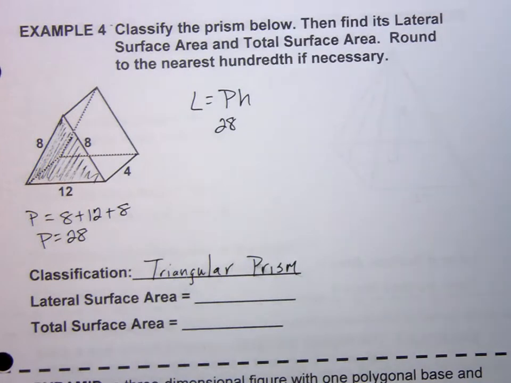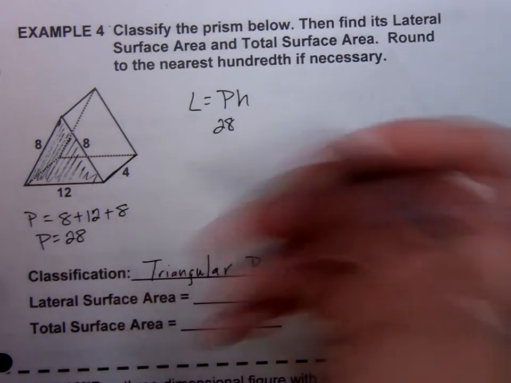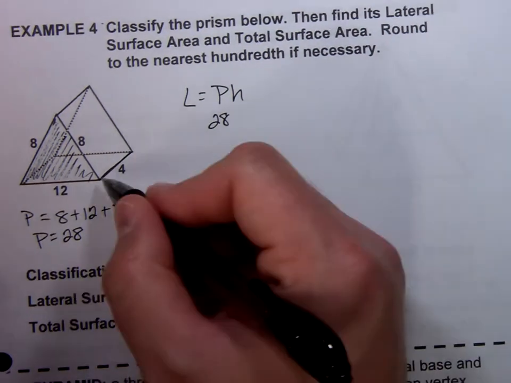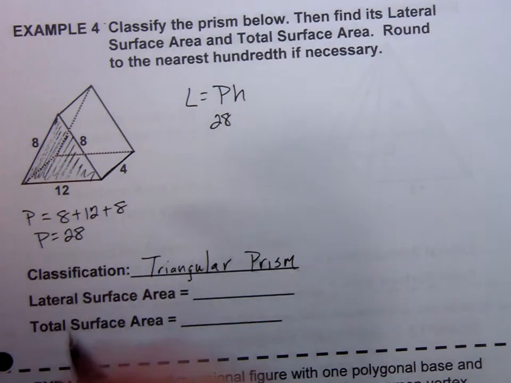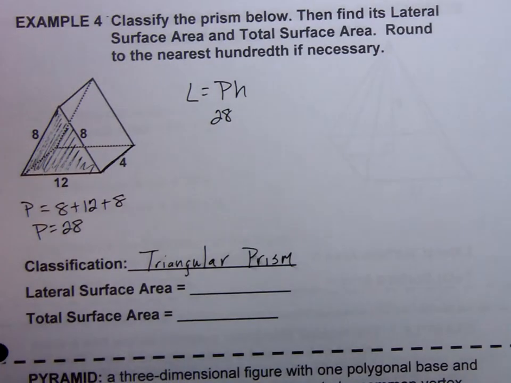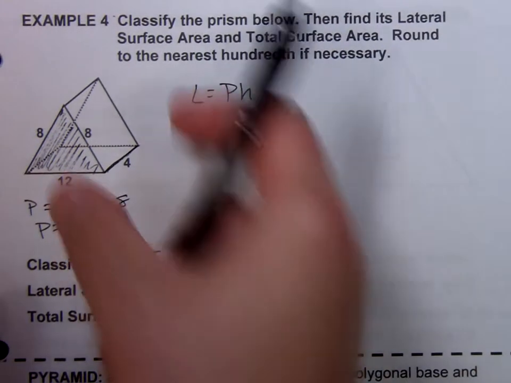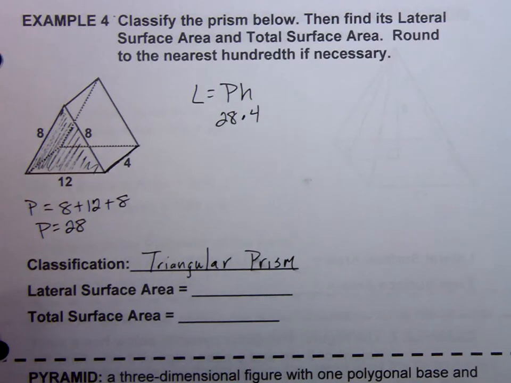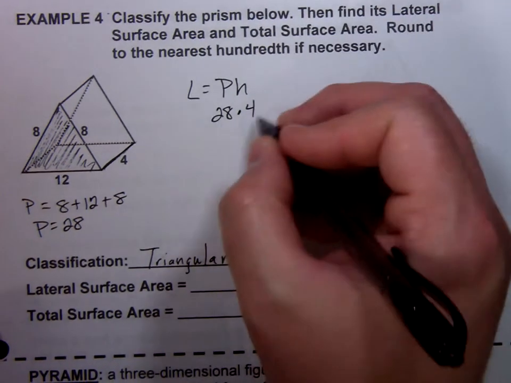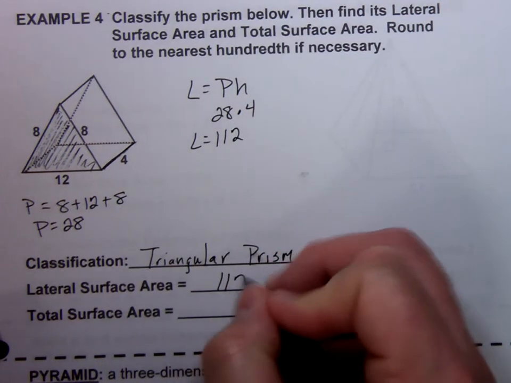That confuses some people as well, because most people are used to seeing the height go vertical. And most of the time that would be correct. But the height is going to connect from base to base. Remember, base and height are always perpendicular to each other. So if the base is running vertical, then the height is going to run horizontal because they're going to run perpendicular to each other. So the height is 4. Just think about if I tipped this to where the base was the bottom now. Then this would be going vertical like you would be used to seeing it. So we got 28 times 4 is 112. And that is the lateral surface area.